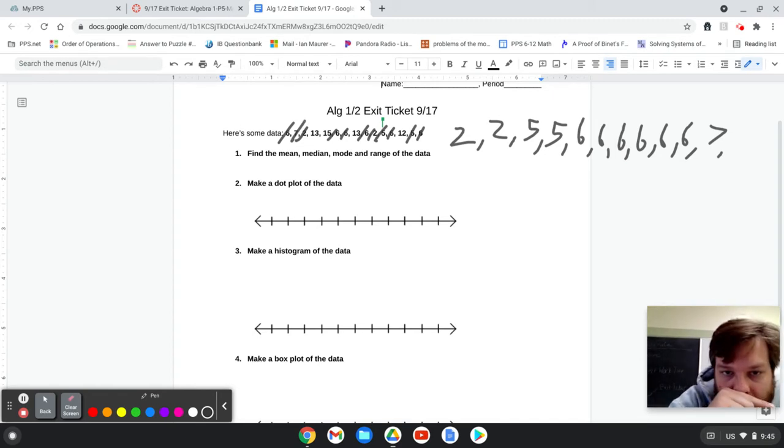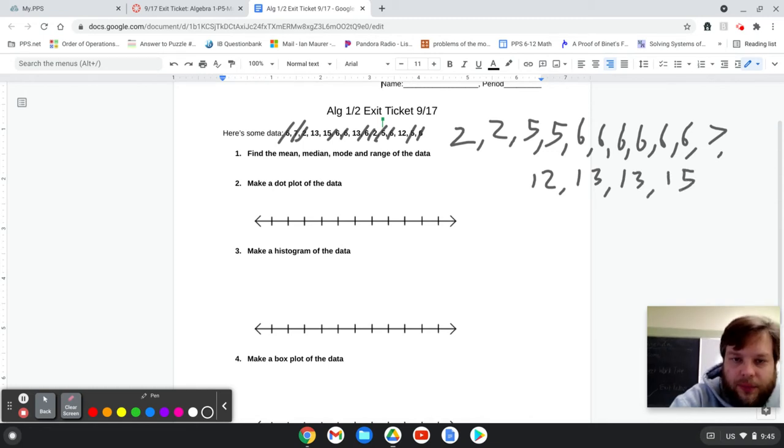And then after that, it's 12, 13, 13, 15. So I'll go down to the second line. 12, 13, 13, and 15. And that looks like we've got it all. So that's always your first step.